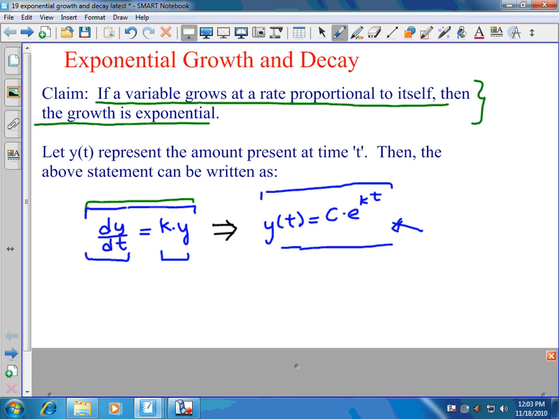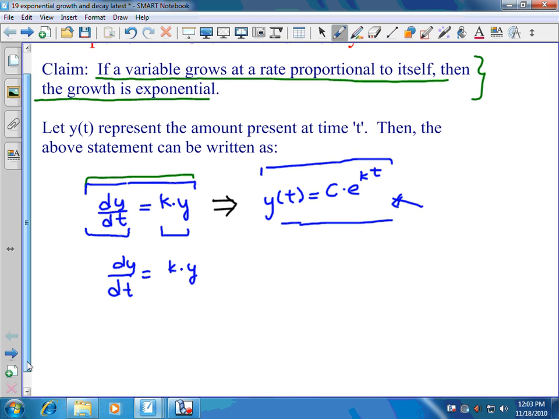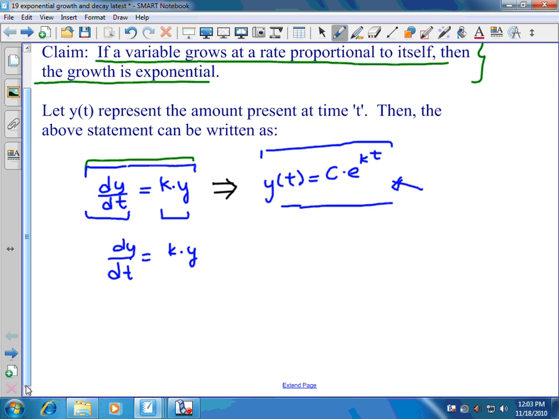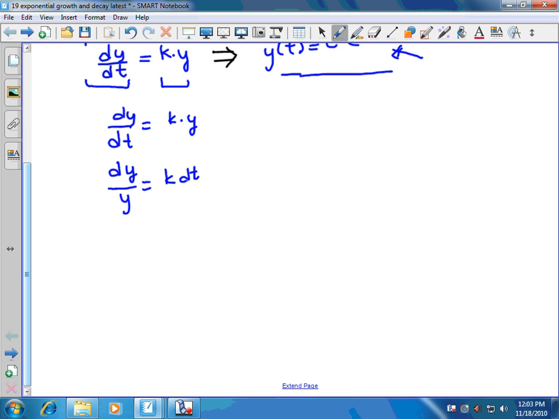I'm going to rewrite, first of all, the left-hand side: dy/dt equals k times y. Next, I'm going to try to put similar variables on the same side. I'm going to put the y's on the same side and multiply both sides by dt. So here I'm going to have dy over y equals k times dt. In differential equations, this method is called separation of variables. It's a very simple differential equation, and you can separate the variables.